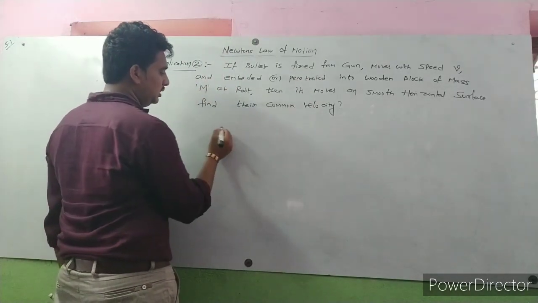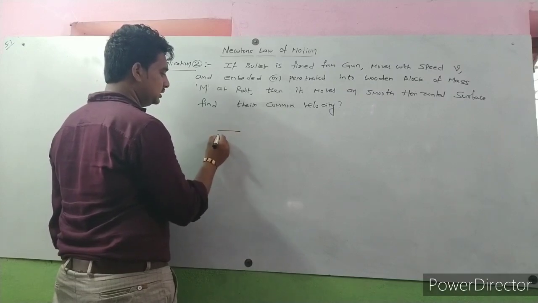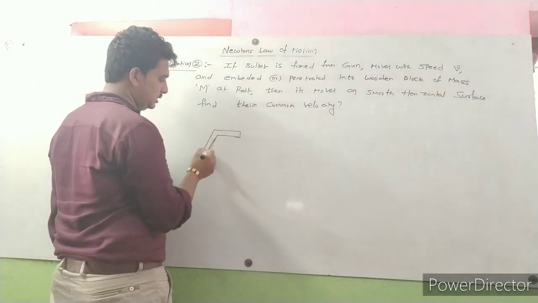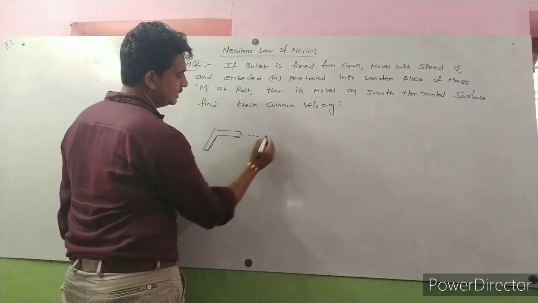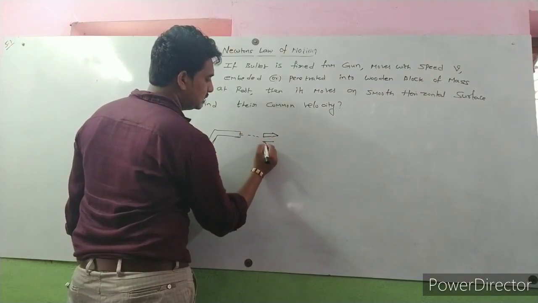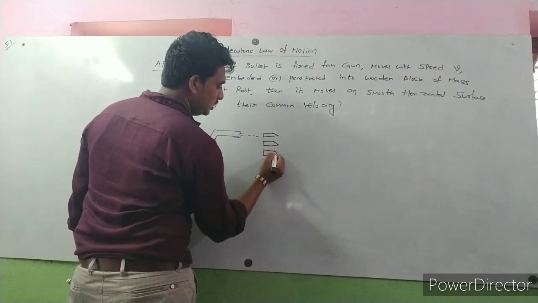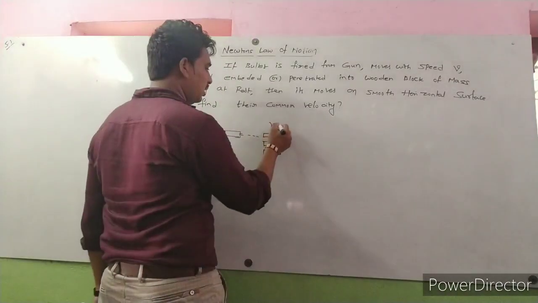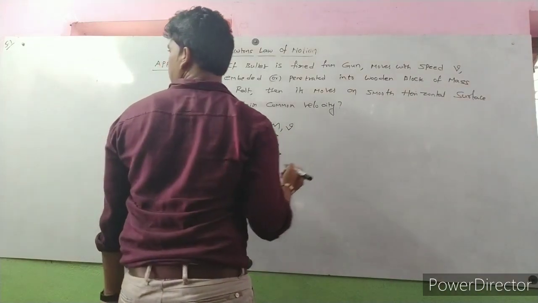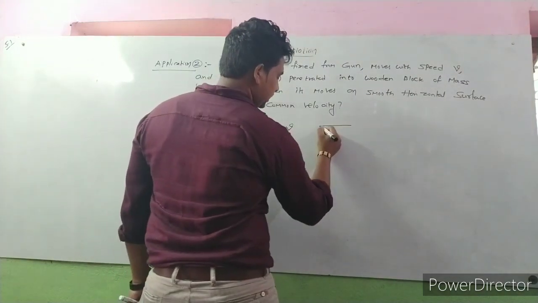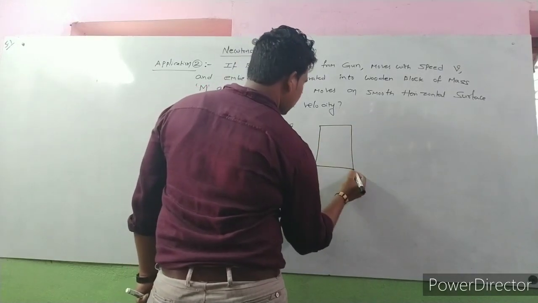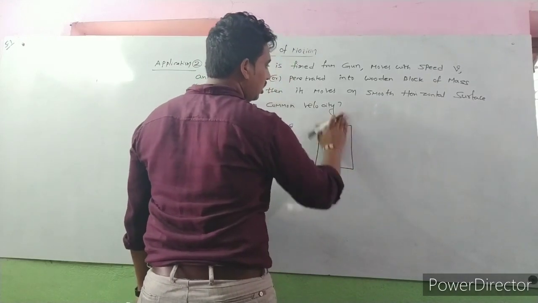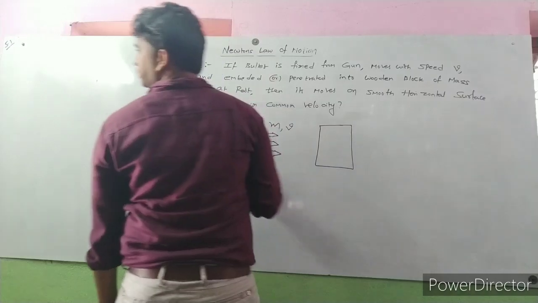So observe carefully here. Let us consider this as a gun, and the bullet is like this. So this is a bullet of mass small m. It moves with the speed v and hits the block of mass capital M. This is a block, this block of mass capital M.